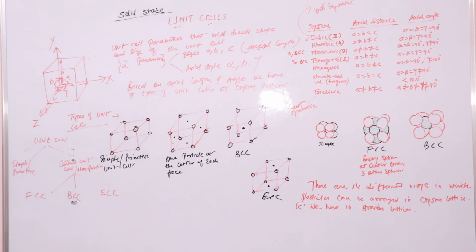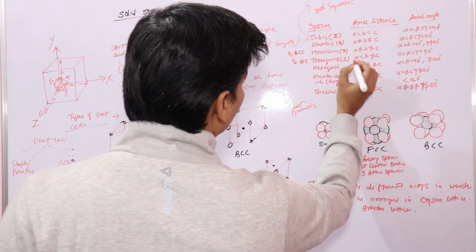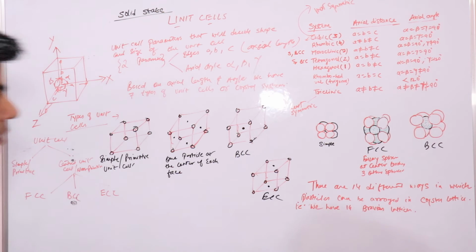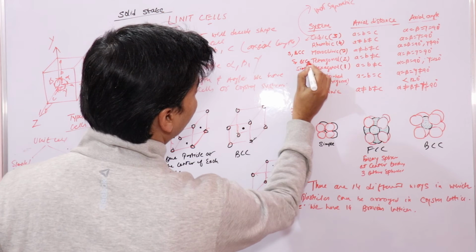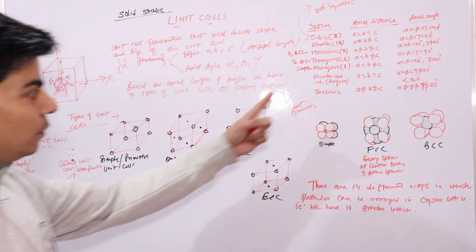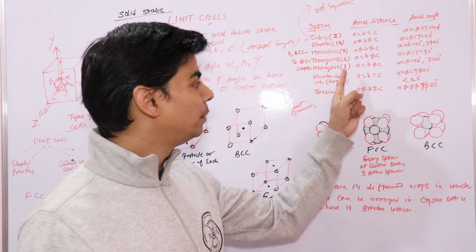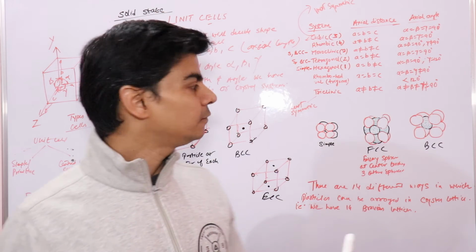Now the next one is hexagonal. Hexagonal has just one arrangement, so hexagonal has just one crystal lattice. This is your simple, only simple. So there is only one way in which particles can be arranged in this geometry, which is hexagonal, which is that particles can be arranged only at the corners of the hexagon.